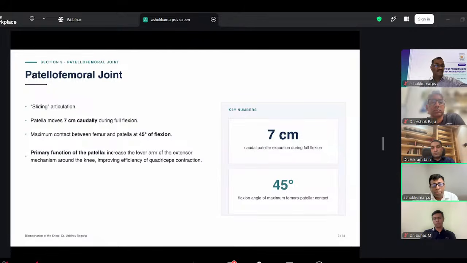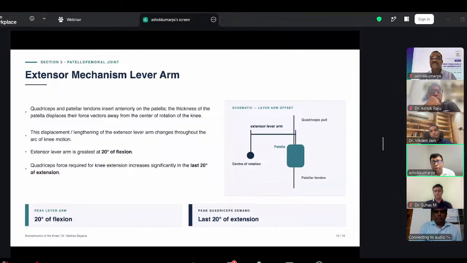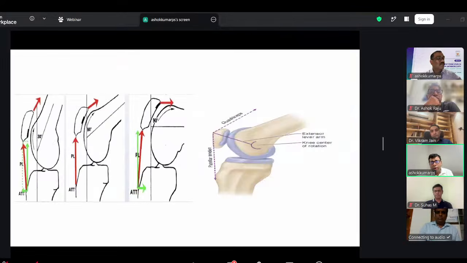We all know that the primary function of the patella is to increase the lever arm of the extensor mechanism around the knee, and this ensures an efficient quadriceps contraction. This lever arm is important because it is greatest at 20 degrees of flexion, and the quadriceps force required for knee extension increases significantly in the last 20 degrees of extension. These are the two key concepts that one must know regarding the patella.